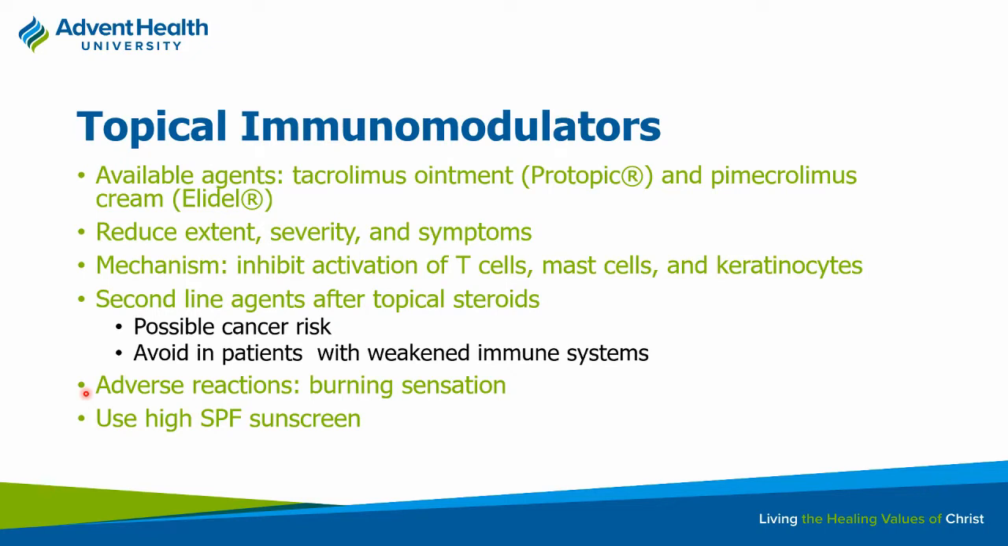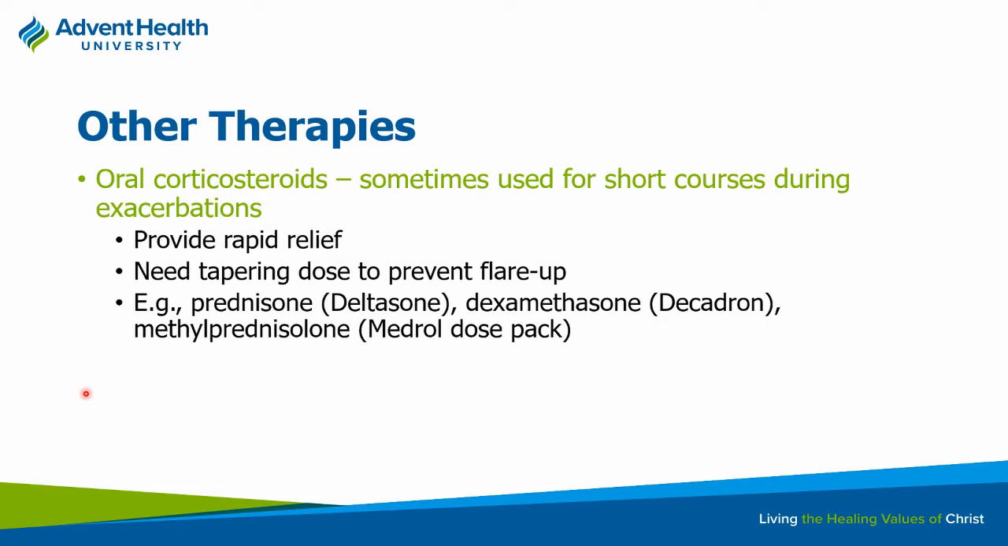Anywho, so you want to use high SPF sunscreen because you want to prevent any of those photosensitivity reactions for those patients. So for other therapies, occasionally, if it's very widespread and the dermatitis is extremely inflammatory, we can use things like oral corticosteroids. What's the risk with using an oral corticosteroid versus a topical one? More systemic side effects, exactly right. So you'll provide pretty rapid relief, but you're going to see system-wide effects.